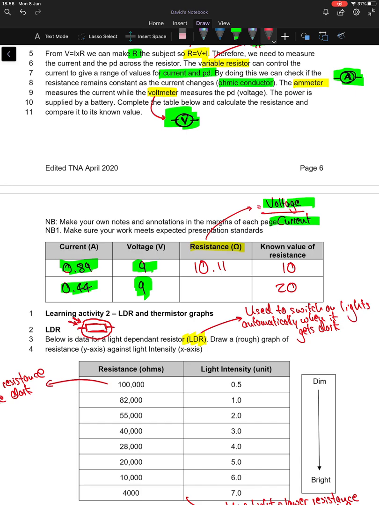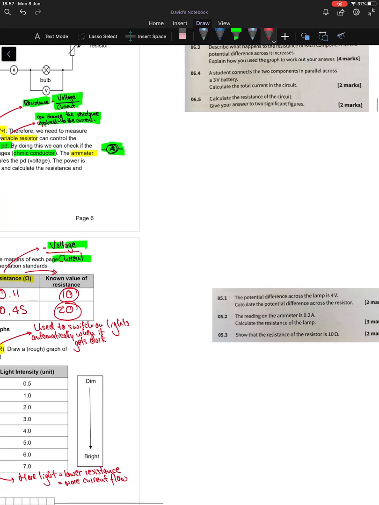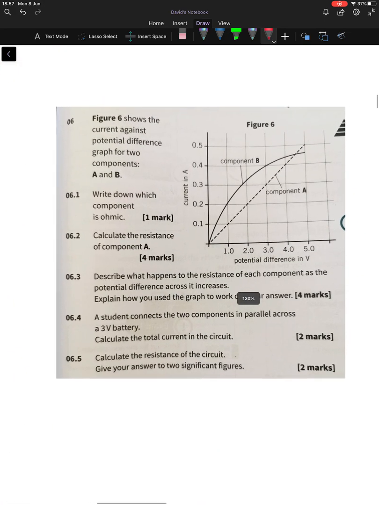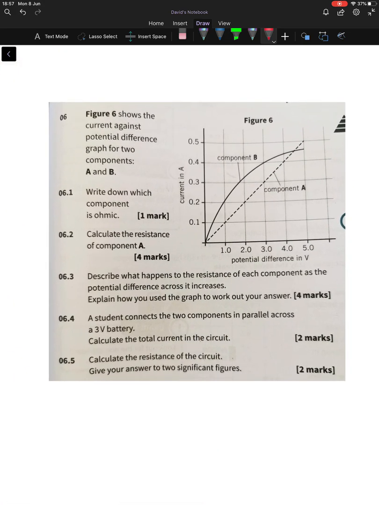Same again. Sorry, wrong way around. 9 divided by 0.44 is 20.45. So what we know here is that in this circuit, if we've calculated current and the voltage, we've worked out the resistance of the resistors, which we know resistors might come in 10 and 20 ohms.